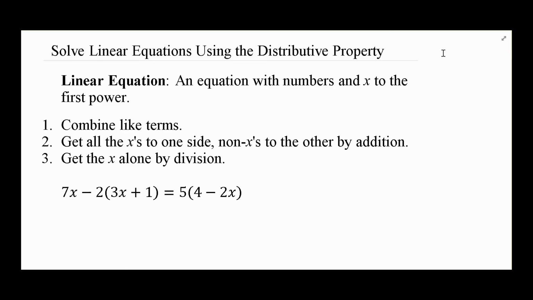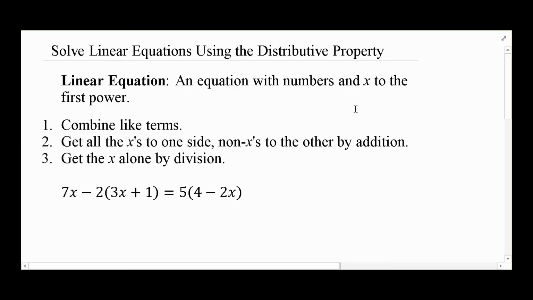And so the next step is to say, let's get all the x's to one side and all the non-x's, the constants, to the other. We're going to use addition or subtraction to do that. And now, worst case scenario, we have some x's on one side, numbers on the other. And so we can just divide by whatever coefficient is in front of the x to get the x by itself. At which point we have x equals a number. And that's a solution to an equation then. So with that said, let's go ahead and look at an example of how this is going to play out.